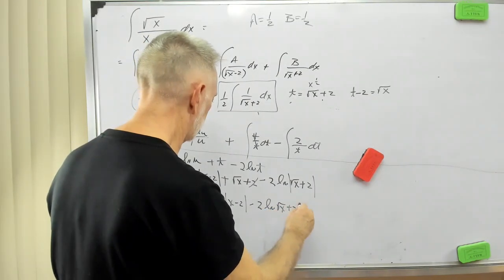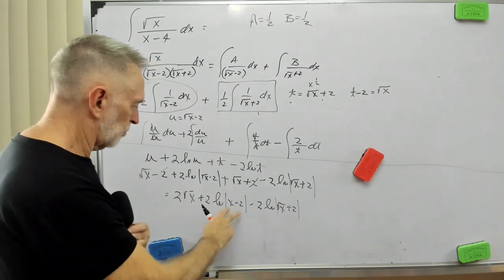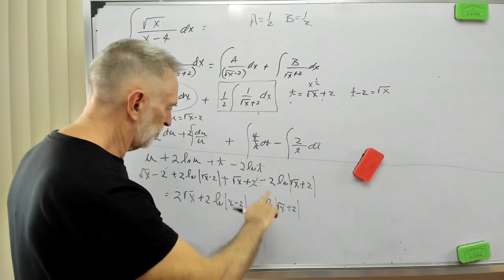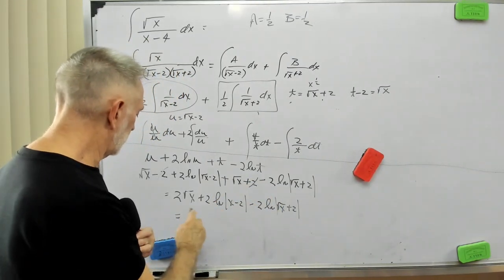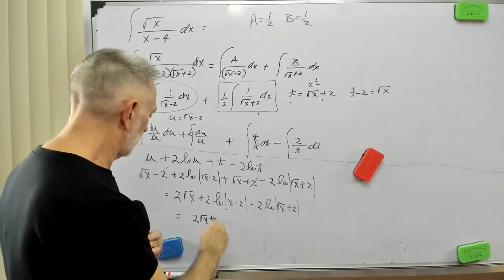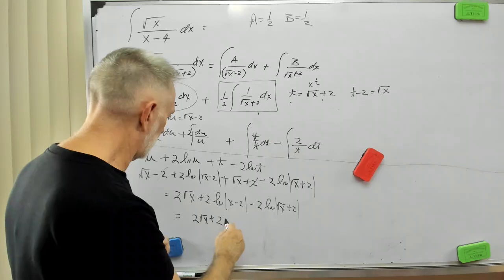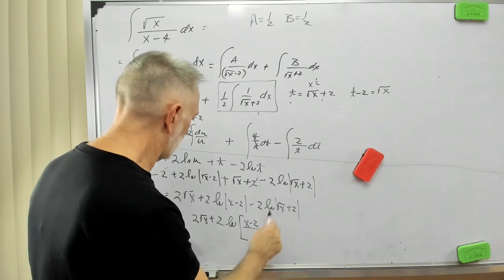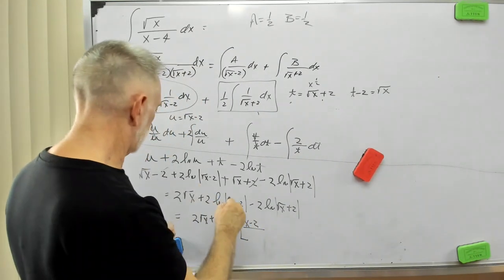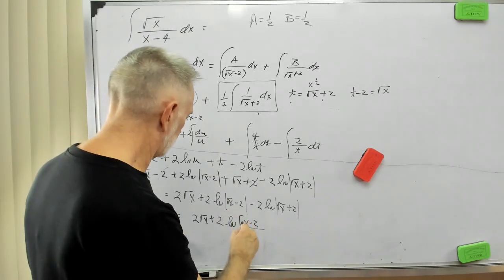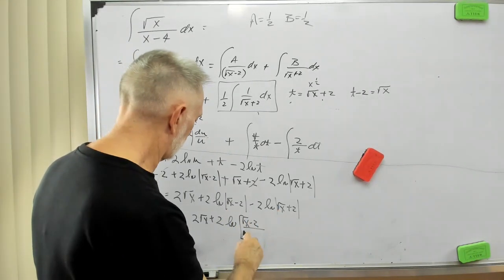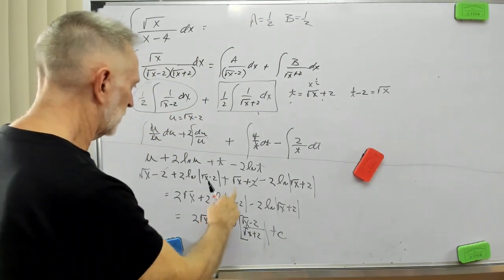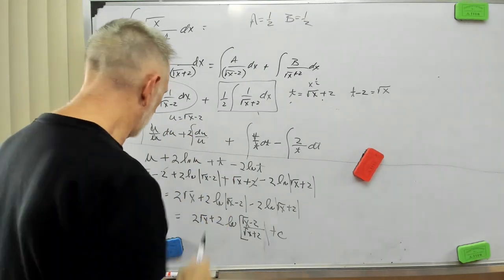x plus 2. Now you know the rule of logs. If this one's subtracting, I can put those as a quotient. So I end up with 2 square root x, I'll factor the 2 out, times the natural log of, oh, and that should be square root x plus 2, or minus 2, square root x minus 2 over square root x plus 2, plus c. Square root of x, so I left that one out, sorry.